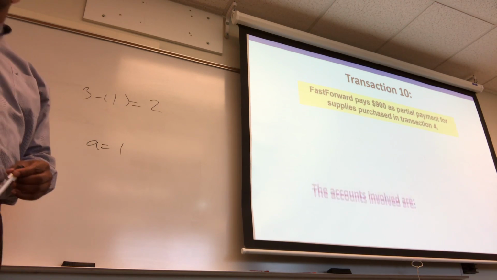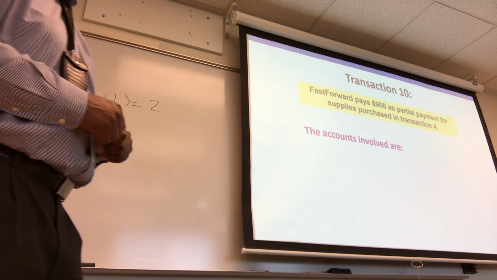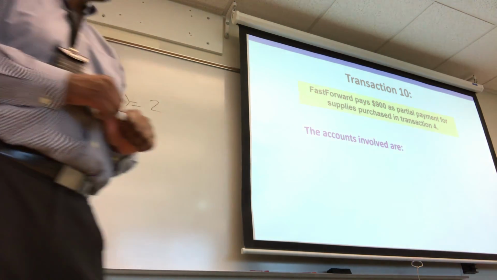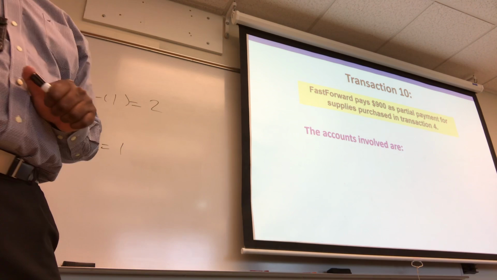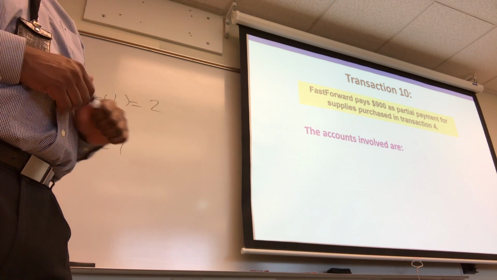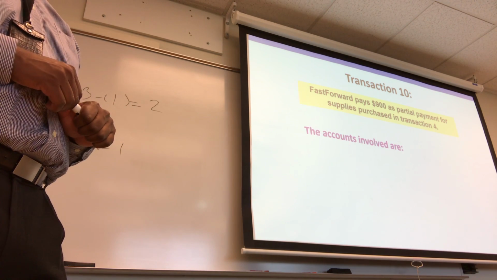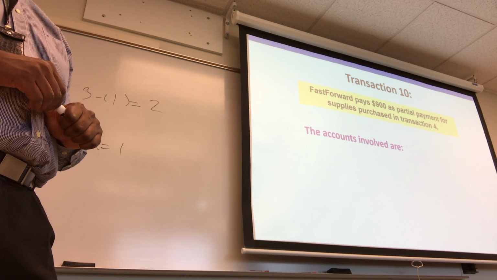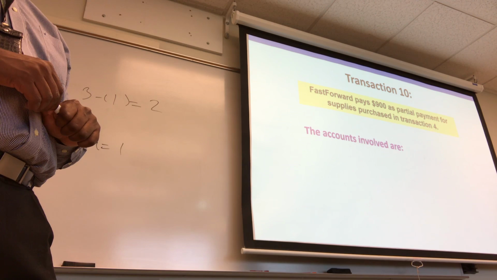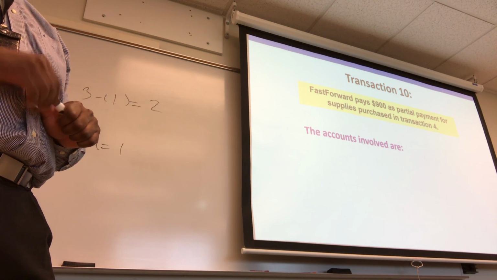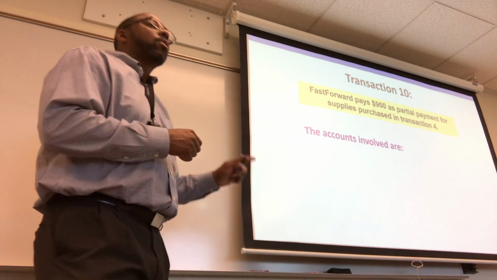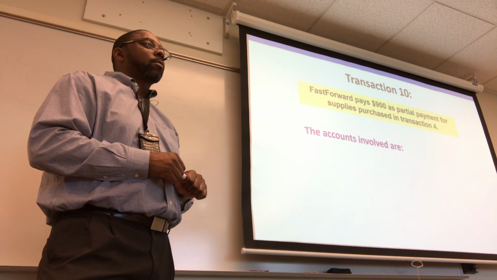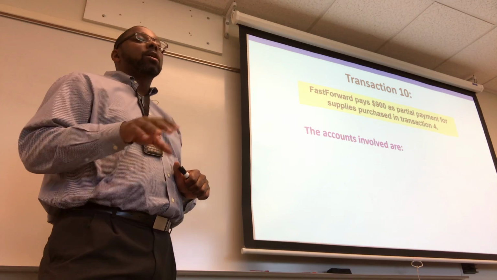In transaction number 10, Fast Forward pays $900 partial payment for supplies on transaction number 4. So they're going to pay part of the supplies that they receive. So when they do this, does cash increase or decrease? Decrease, because they're going to pay a part of their accounts payable. That makes sense? So cash will decrease.